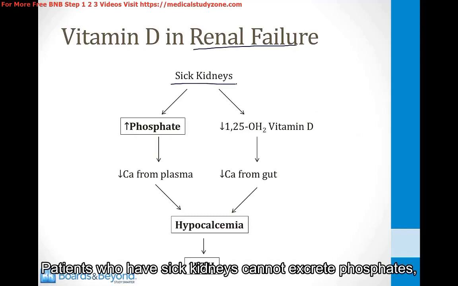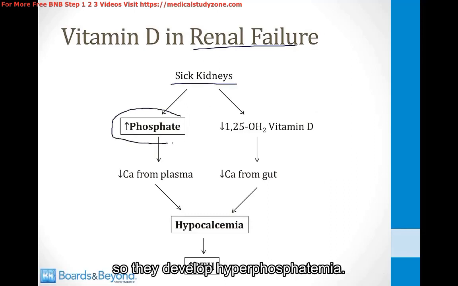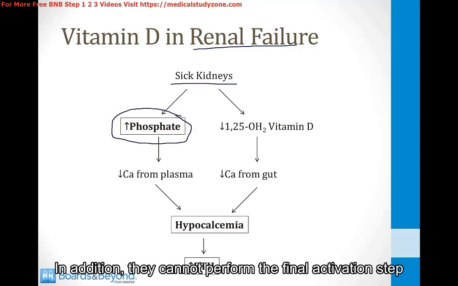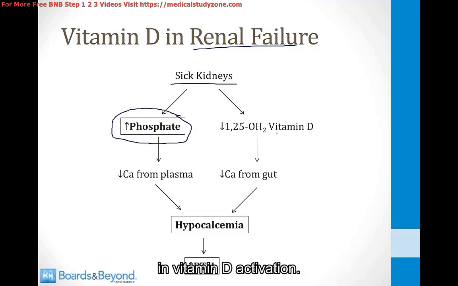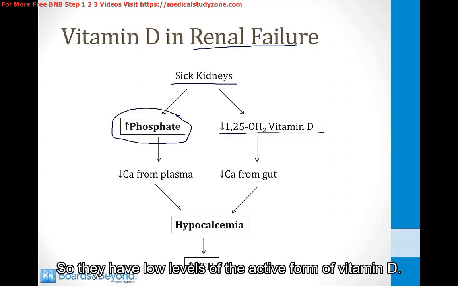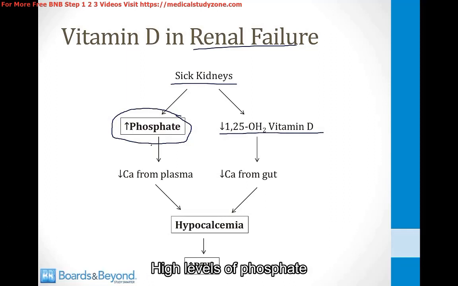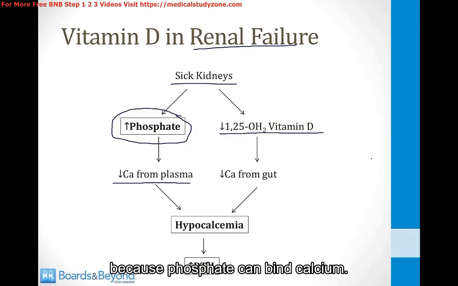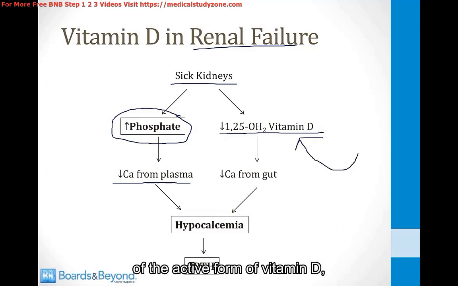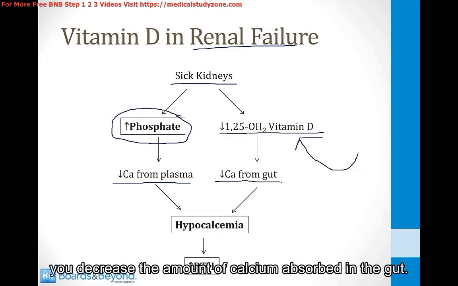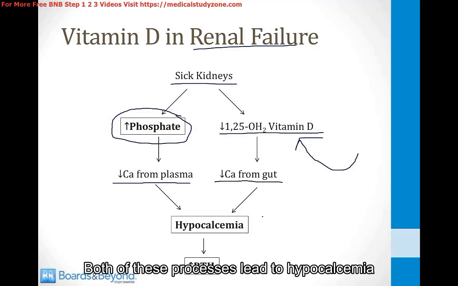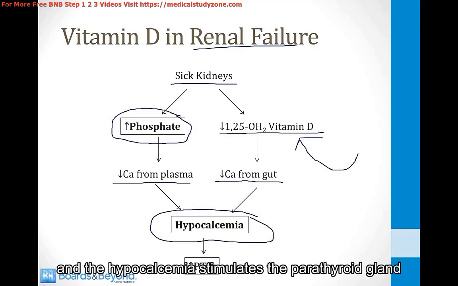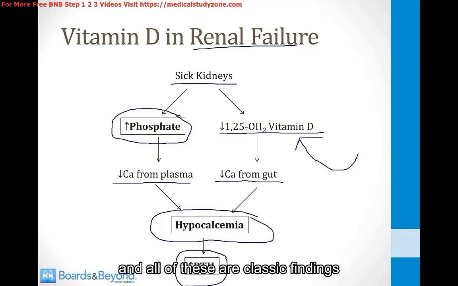Patients who have sick kidneys cannot excrete phosphate, so they develop hyperphosphatemia. In addition, they cannot perform the final activation step in vitamin D activation, so they have low levels of the active form of vitamin D. High levels of phosphate in the plasma lead to low calcium in the plasma because phosphate can bind calcium. In addition, because you have low levels of the active form of vitamin D, you decrease the amount of calcium absorbed from the gut. Both of these processes lead to hypocalcemia, and the hypocalcemia stimulates the parathyroid gland, and that leads to elevated levels of PTH. And all of these are classic findings in patients who have renal failure.